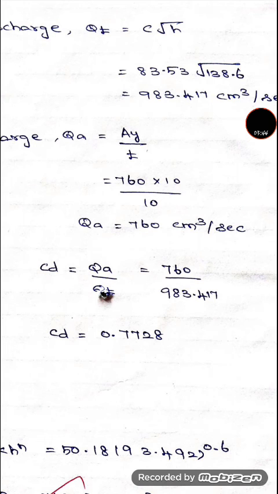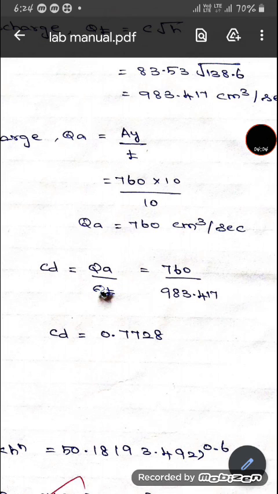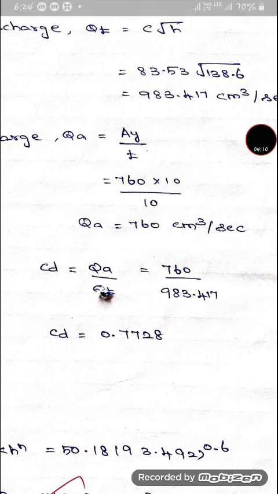Then the actual discharge has been calculated by substituting the area of the collection tank, calculated from the size of the collection tank which we measured, multiplied with y. Y is the rise of water, 10 centimeter, and T is the time taken for the rise of water in the collection tank. Then the Q actual value has been calculated in terms of centimeter cube per second. Then the coefficient of discharge has been calculated as the ratio of Q actual to Q theoretical.